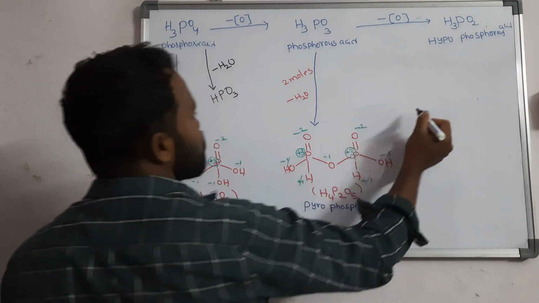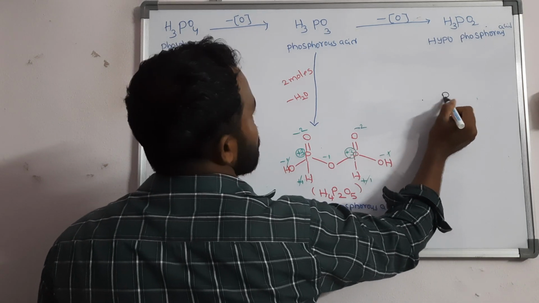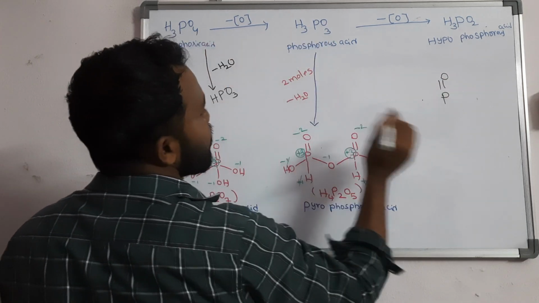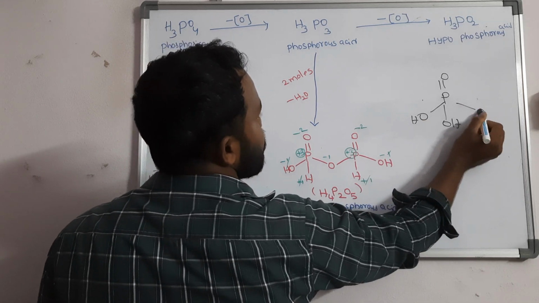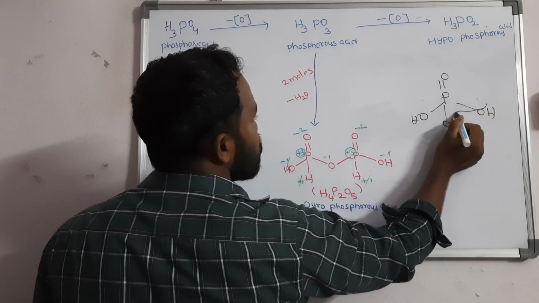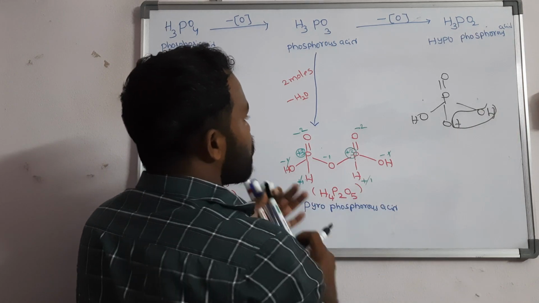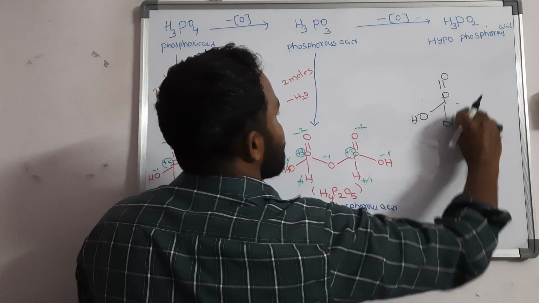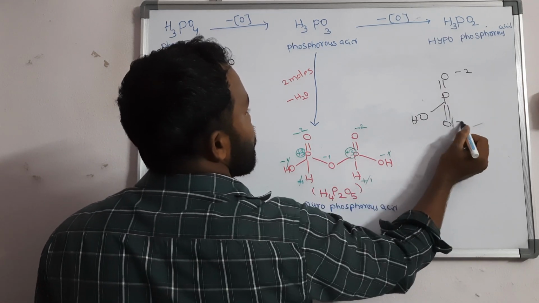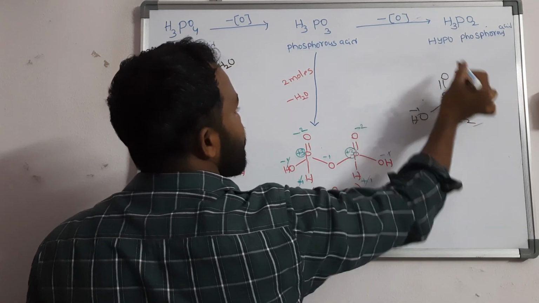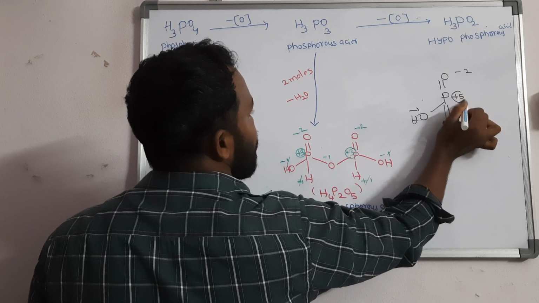How is the structure generally? What is the structure of phosphoric acid? That is OH, OH, OH. You should remove one water molecule from this. What will you get? You will get it like this, right? So that is nothing but this. -2, -2, -1, total -5. The phosphorus gets +5.